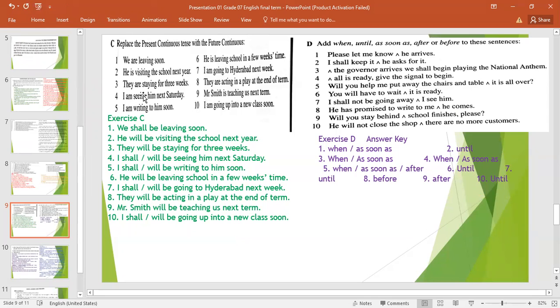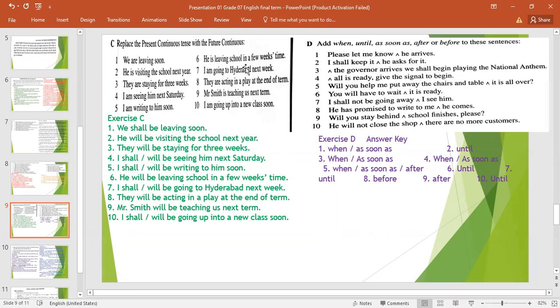Number three, they are staying for 3 weeks, so they will be staying, future continuous tense. They will be staying for 3 weeks. Number four, I'm seeing him next Saturday. You can use either I shall or I will be seeing him next Saturday. Number five, I'm writing to him soon. Here number 5 is I shall or will be writing to him soon, you can use both.